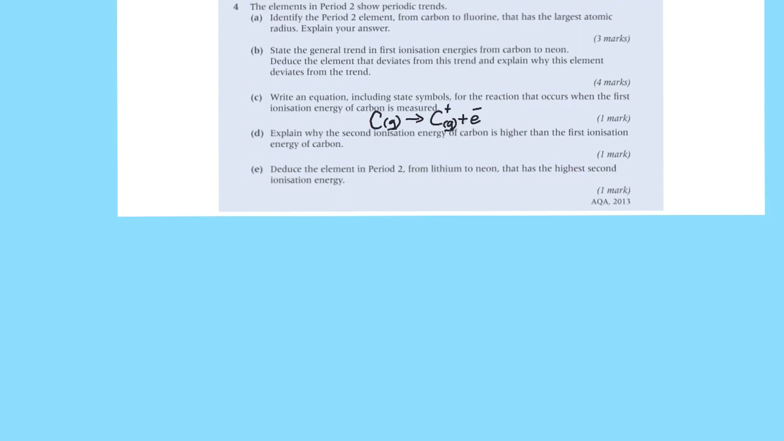The next question said, explain why the second ionisation energy of carbon is higher than the first ionisation energy. And again, write the electron configuration out. So carbon's electron configuration is 1s2, 2s2, 2p2. And again, we're going to put the 2p electrons into orbitals. Carbon plus will have lost one of its highest energy electrons, and therefore that electron will have come from a 2p, because they're the highest energy electrons. So carbon plus has this electron configuration.